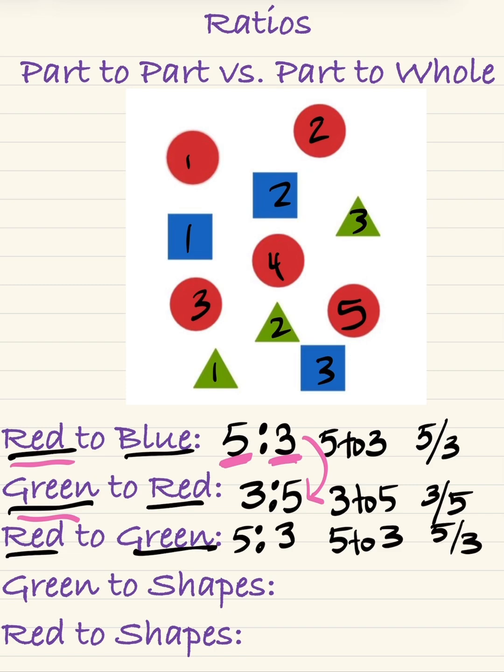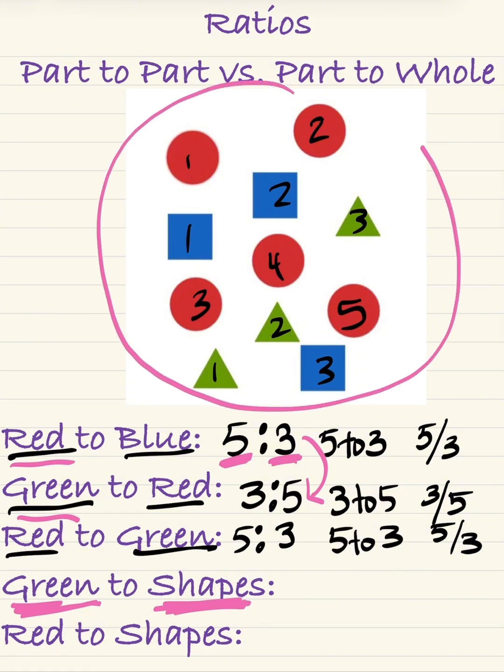This is where it changes and shifts a little bit because now the question is saying the number of green to the number of shapes. So we're looking at the total number of shapes. That is the difference between the part to part versus the part to whole. This entire piece is the whole picture.